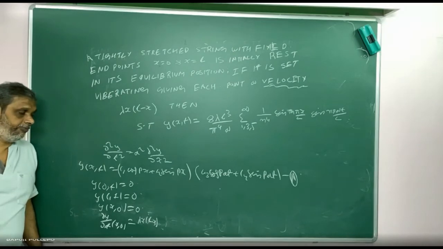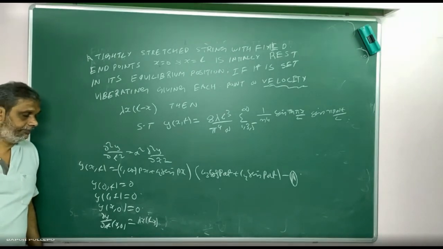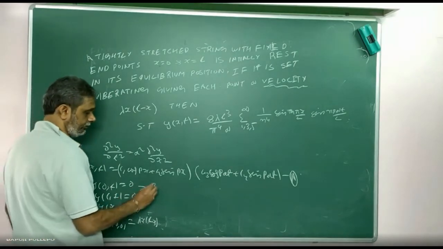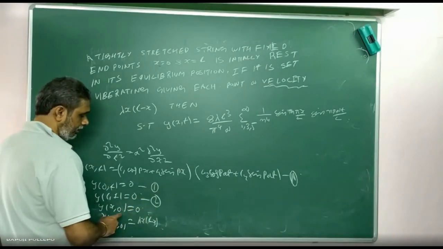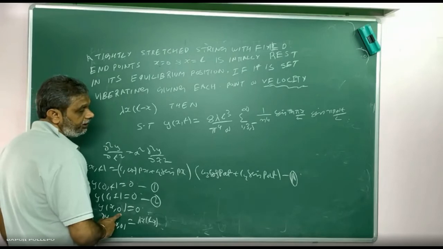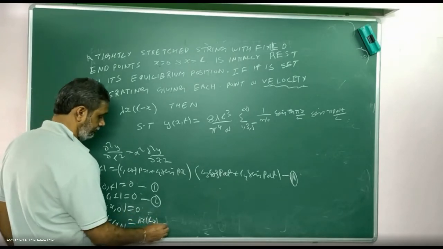Copy down. From the first condition, what will you get, tell me? C1 is equal to 0, same story. From the second condition, P is equal to n pi by L. From the third condition, maybe you will get C4 is equal to 0.